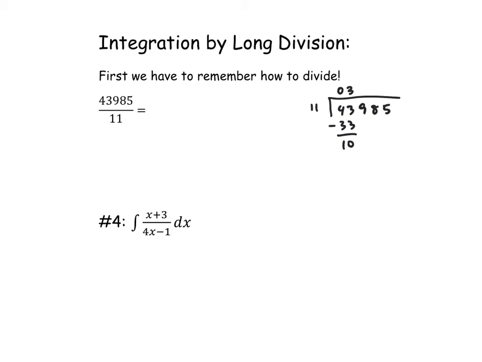Okay, so I get 10. Now I drop down my next number, which would be 9, making that 109. So how many times does 11 go into 109? It goes in 9 times. Okay, so I multiply through. 9 times 11 is 99.